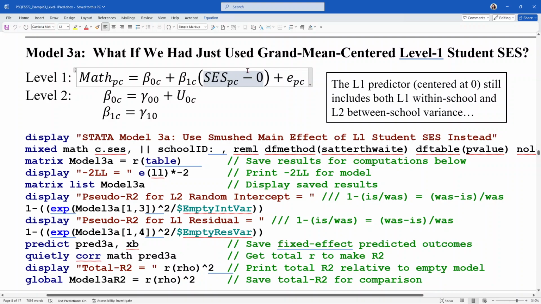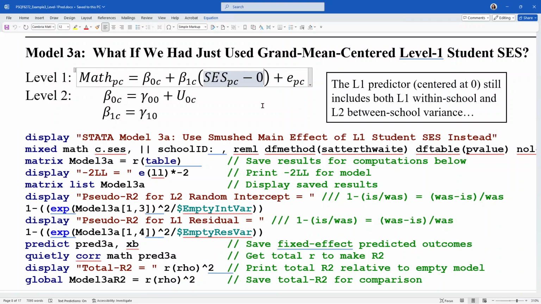So if this is both kinds of variance in the predictor, and we just saw that SES matters at the student level and at the school level, 2 and 5 something respectively, which variance is this going to account for? Is it going to reduce level 1 people variance, level 2 school variance, or both? Both. Because you're measuring both.